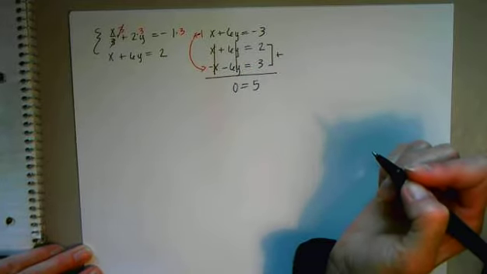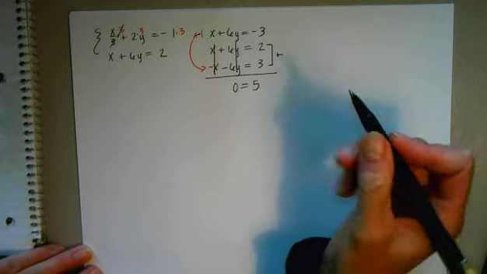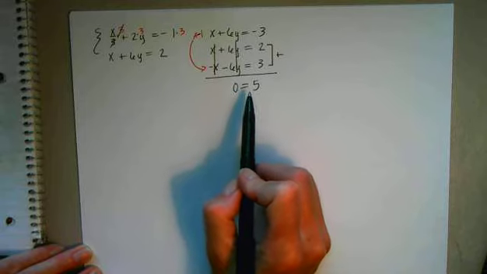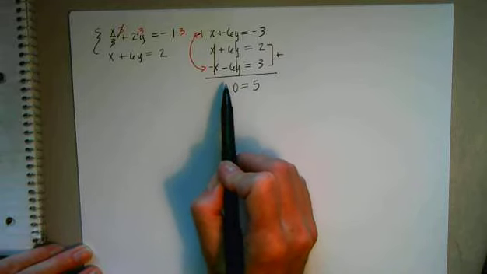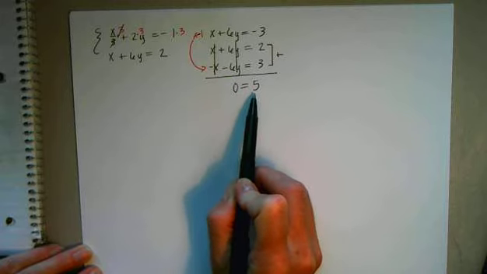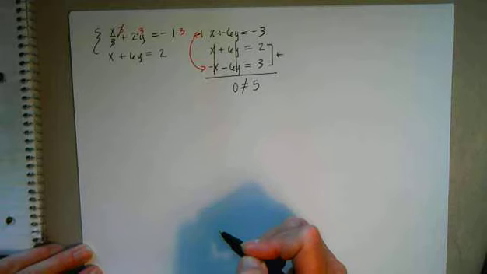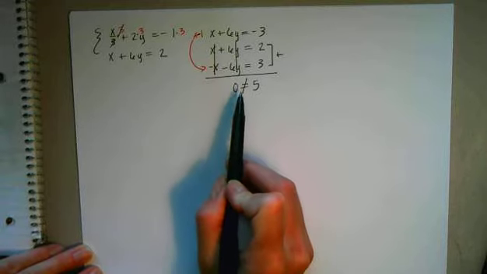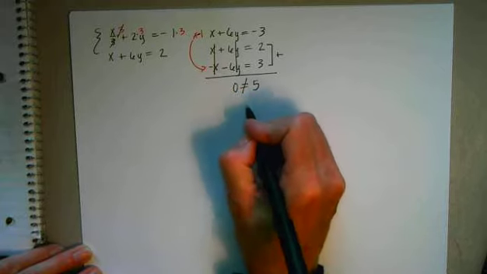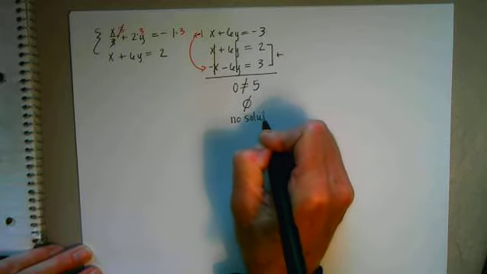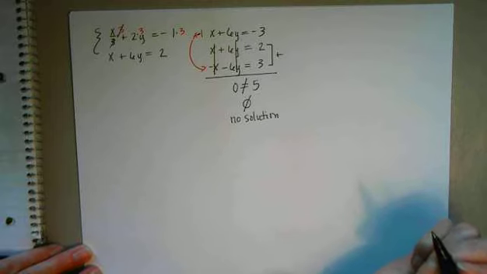Now, we've seen this before, and it's the exact same rule. If your variables cancel, and they did, I have no variables, I look at what's left and go, is it true or false? Does 0 equal 5? And the answer is no. Those are not equal. So just like before, if our variable cancels and what's left is false, then the answer is no solution. And so you might see the symbol, or you can write out the words, no solution.